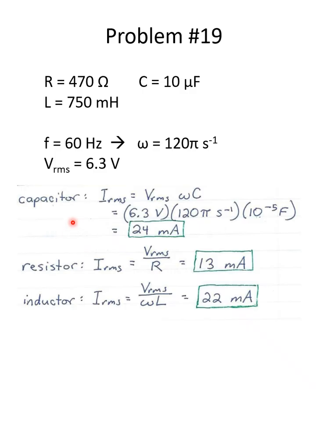The RMS current is the VRMS times omega times C, and we can plug in all those values and get 24 milliamperes. When we do it with a resistor, the RMS current is, this is just Ohm's law here, the VRMS divided by resistance, and you should get 13 milliamperes. And finally, when we do it with the inductor, the IRMS is the VRMS divided by omega L, and you should get 22 milliamperes.